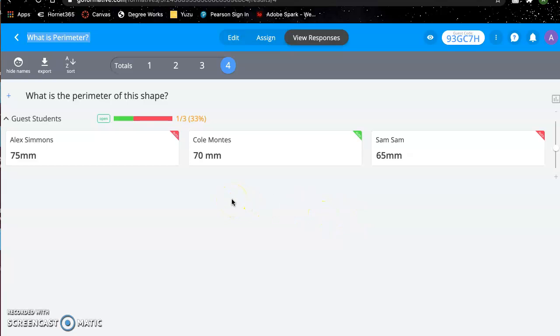But it looks like everyone's starting to understand how to find the perimeter of a shape now. Alright, we're gonna continue to work on finding the perimeter of bigger shapes and more difficult shapes tomorrow.